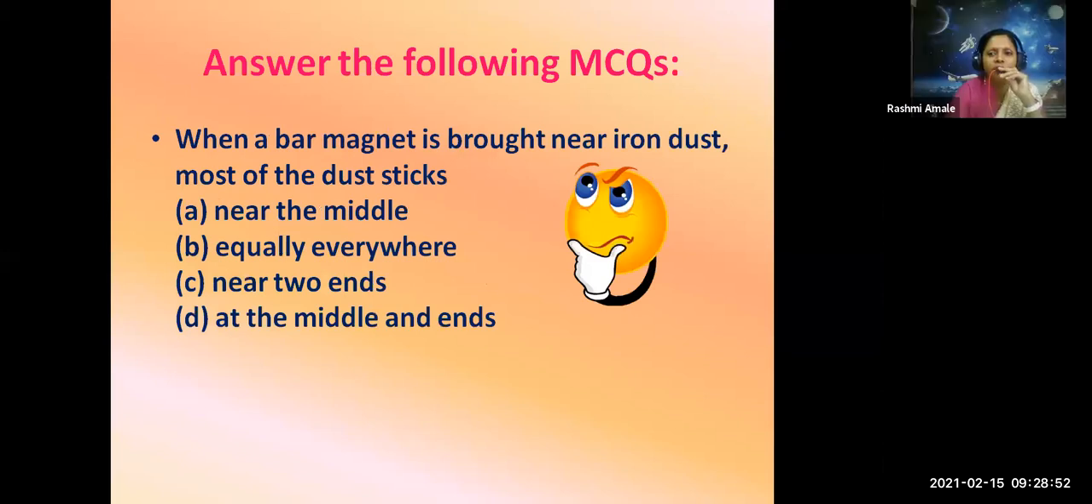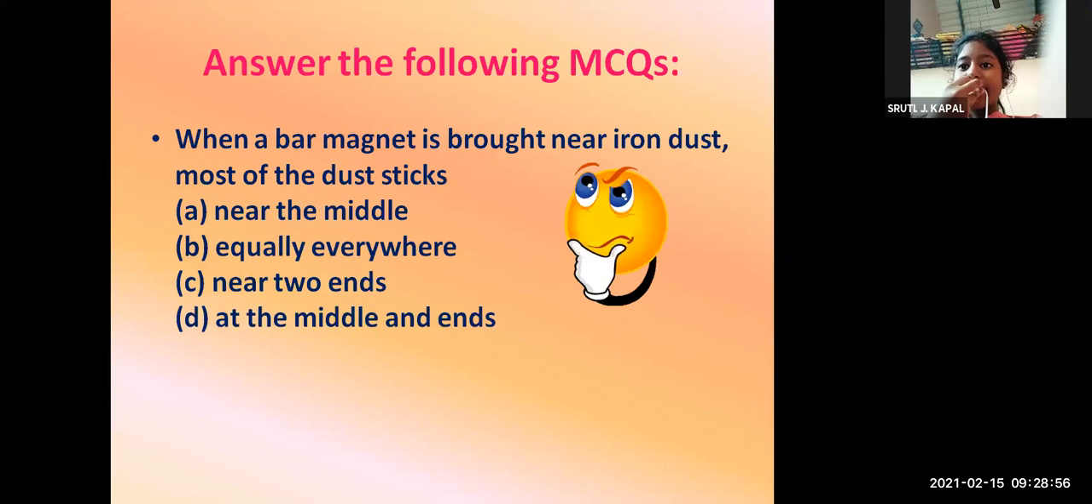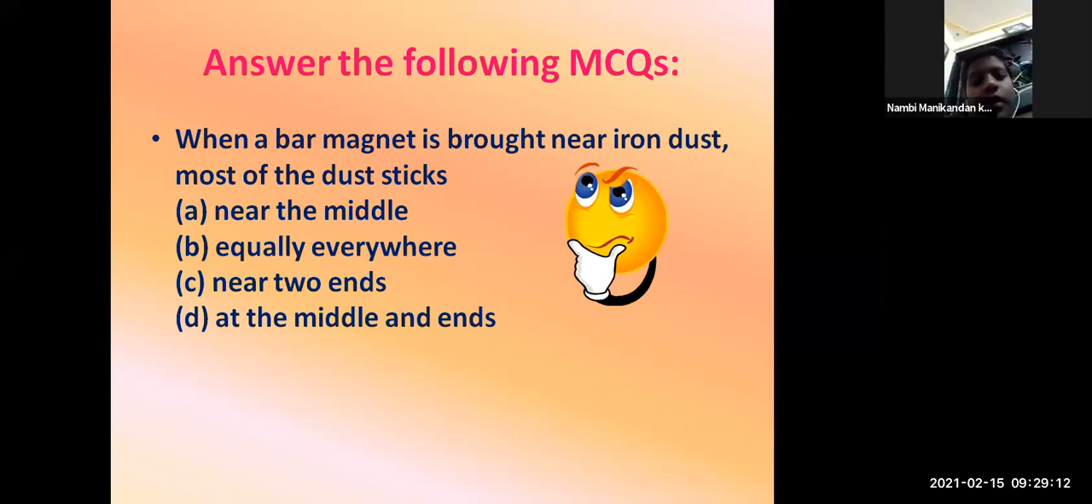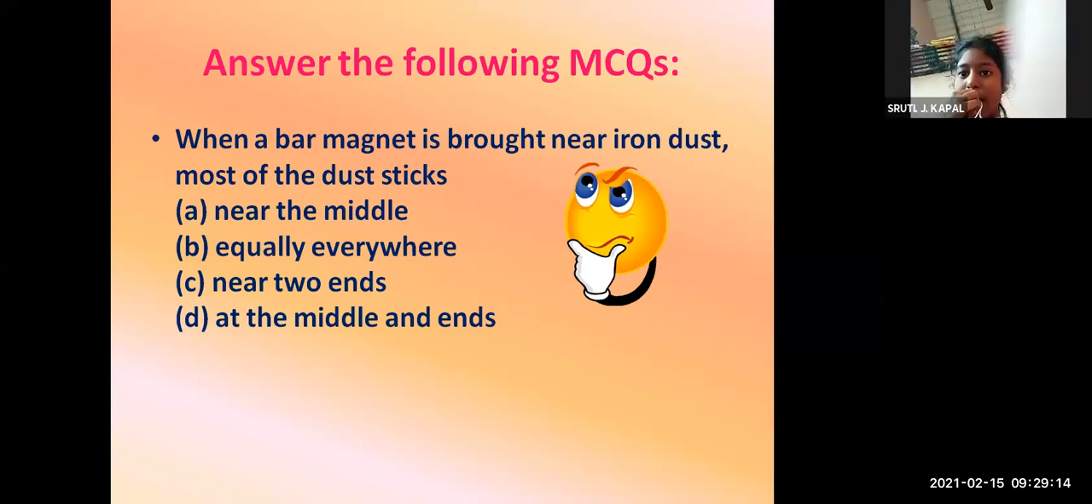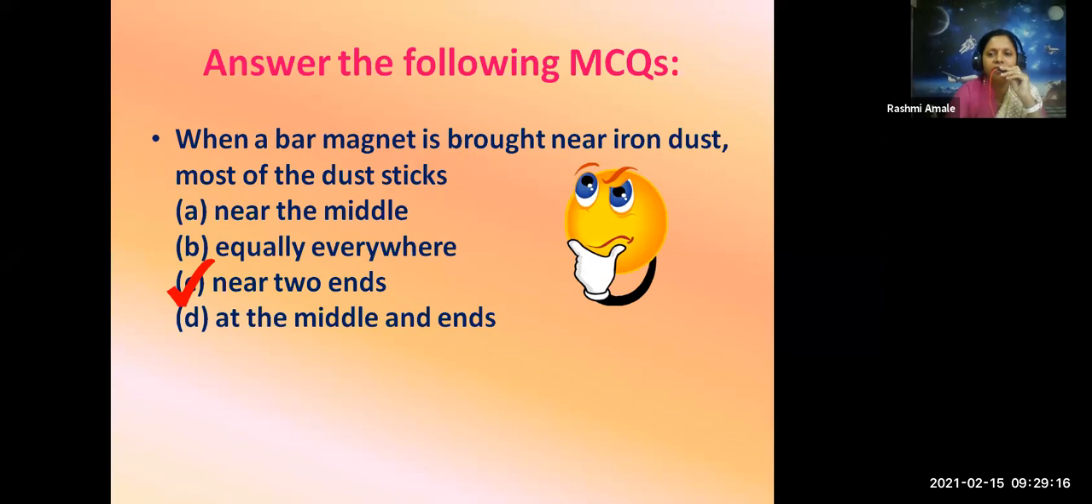Next question. Who will read this? When a bar magnet is brought near iron dust, most of the dust sticks near the middle, equally everywhere, near two ends, or at the middle? Near two ends. Very good. Near two ends. Yes. In the experiment we saw now, when a bar magnet is brought near iron dust, the iron dust stuck near two ends.